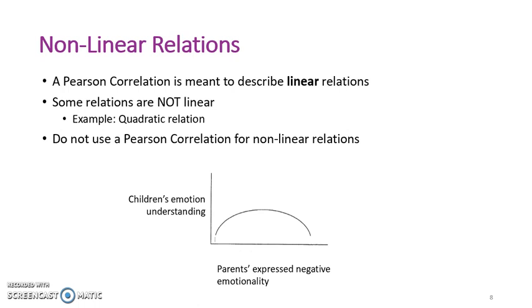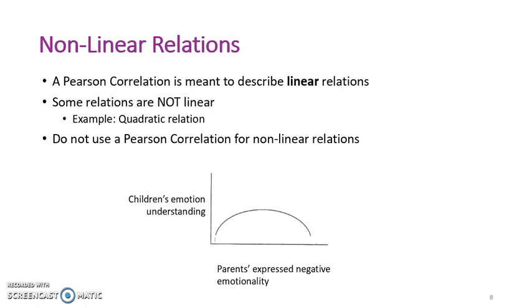There are many forms of nonlinear relations, but I'll give you an example of one type, a quadratic. Some developmental scientists have hypothesized and found a quadratic relation between negative emotions expressed by parents in the home and children's emotion understanding. If there is hardly any negative emotion expressed in the home, kids might not do a good job recognizing anger or sadness in other people, or what types of situations elicit anger and sadness, because they never see anger and sadness in others.